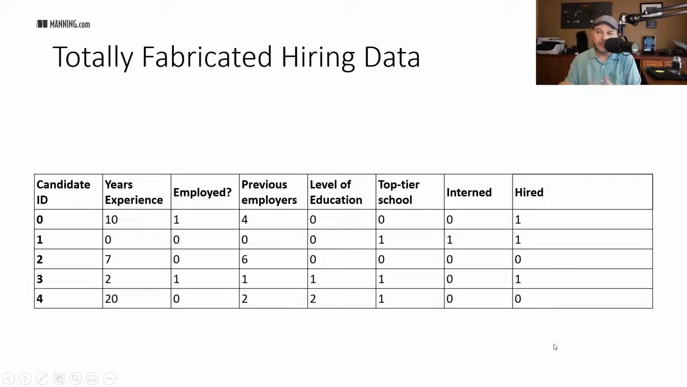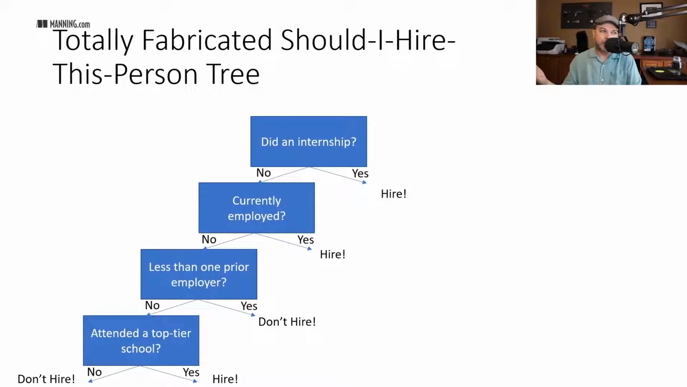We just have some totally fabricated data here. And if we punch that into a simple decision tree in scikit-learn, we end up with something like this. It starts at the top with: did you do an internship? It turns out that's a really good predictor as to whether or not you're going to be successful in the real world. In the little fake data set that I gave it, anyone that had an internship ended up getting hired. So we can just stop right there in that case.